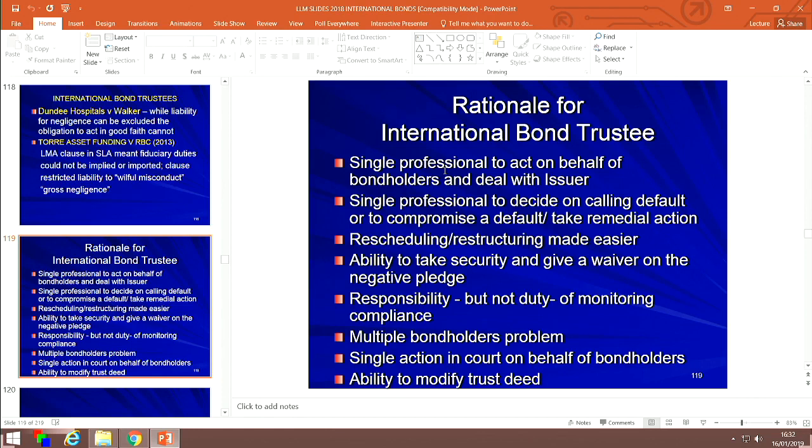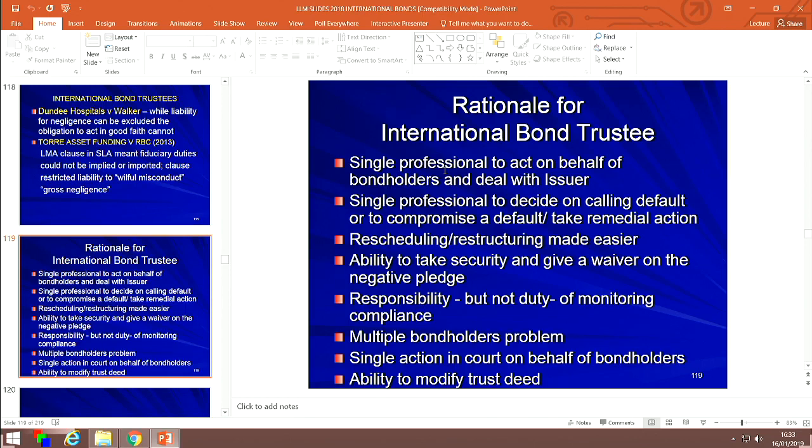This makes rescheduling and restructuring one heck of a lot easier if you've got a trustee, because the entire restructuring will be handled by this single professional organization on behalf of the bondholders. Next, in the event of a restructuring which is bordering on an insolvency, a trustee, remember, can hold property, it can own property.